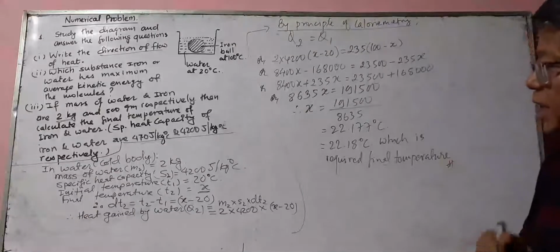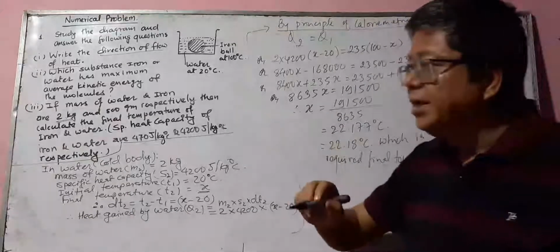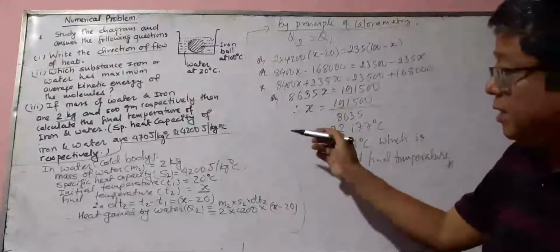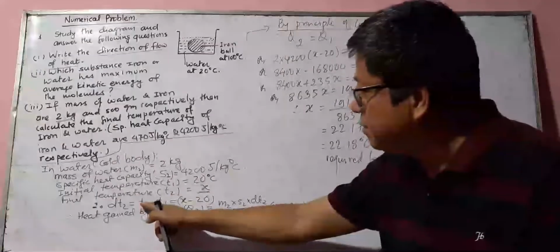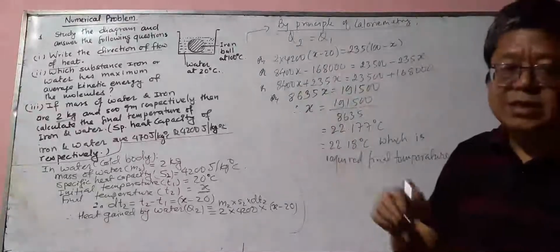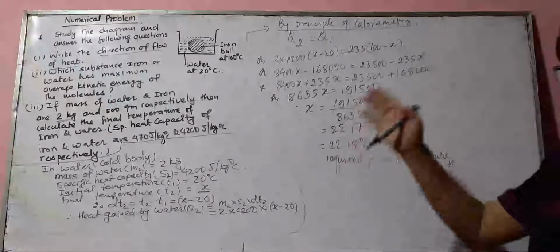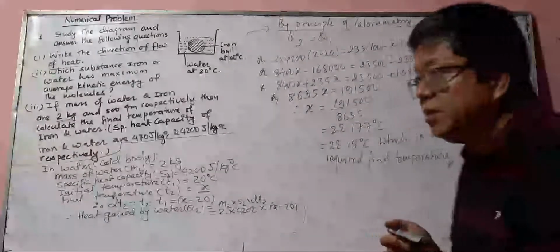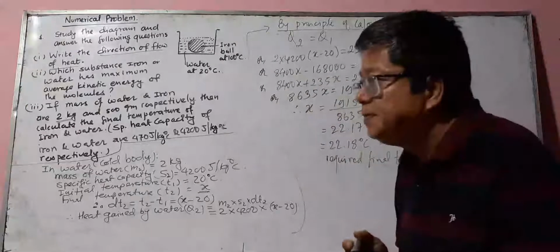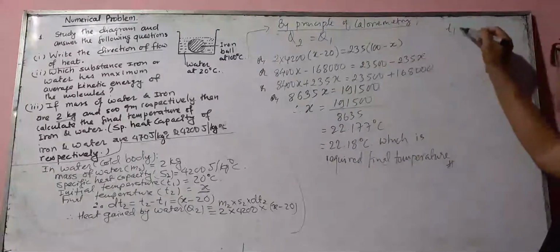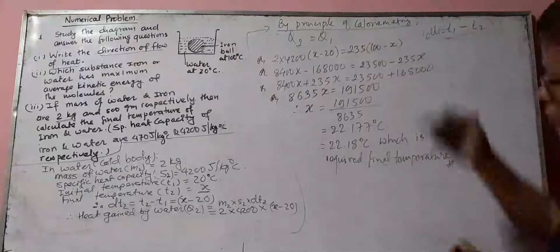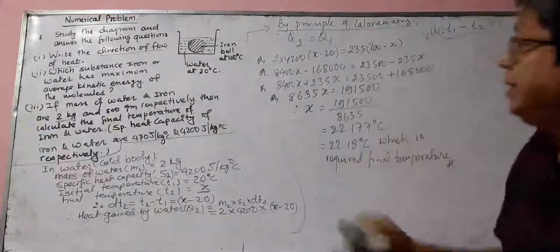And always note that a cold body gains heat energy, so its final temperature is greater. So it is the final temperature minus initial temperature. In a hot body, the body loses heat energy, so the final temperature is less than the initial temperature. So we subtract the final temperature from the initial temperature, that is initial temperature minus final temperature. This is the case for hot bodies when they lose heat.